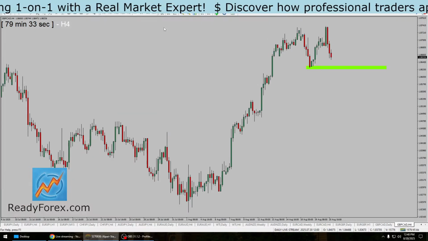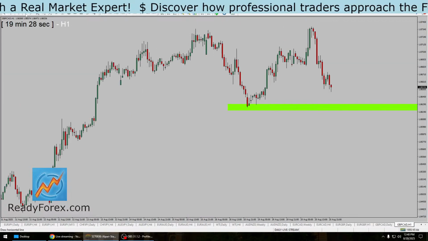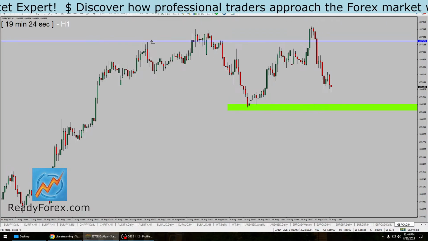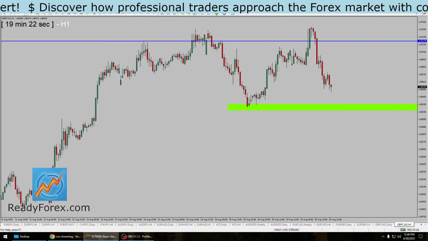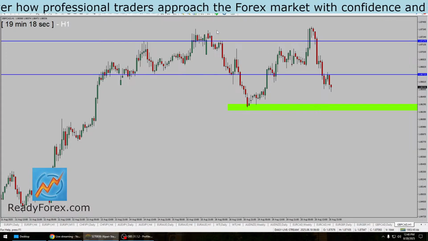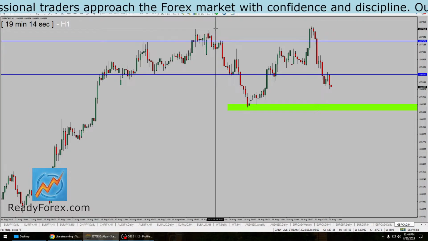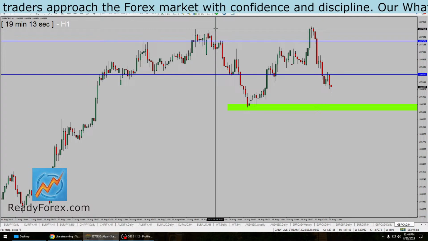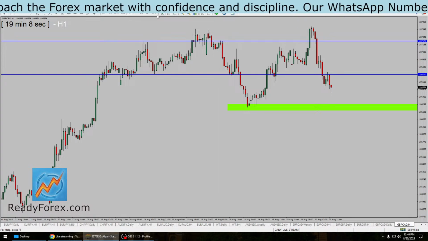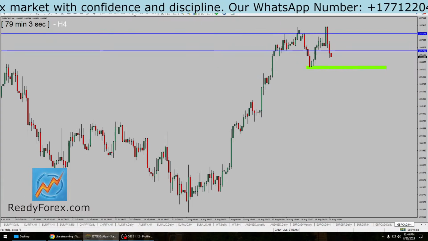Okay, here's the support. This was the high right over here. This was the support, and price action actually took out this high after the breakdown and now it's falling back down. It's a little bit early to jump into the market.